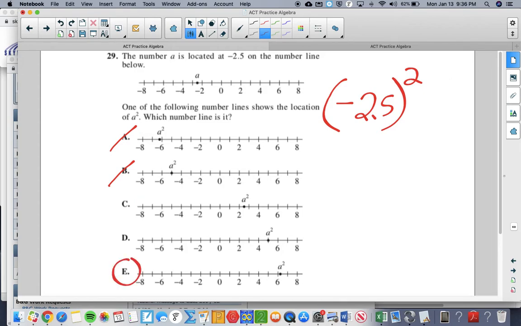So that question doesn't take that much time if you just use parentheses in your calculator and realize that, instead of just writing down the number, they're plotting it on a number line. All right.